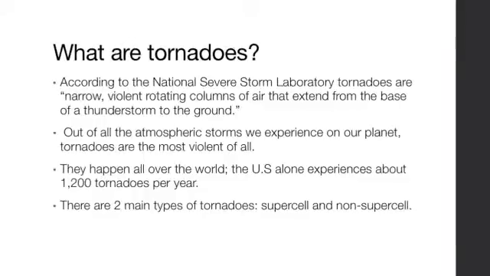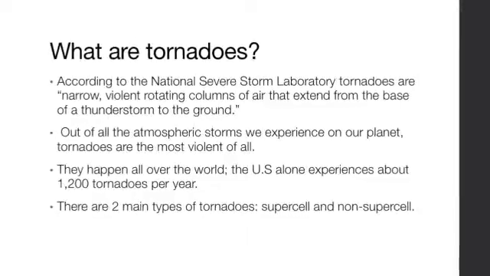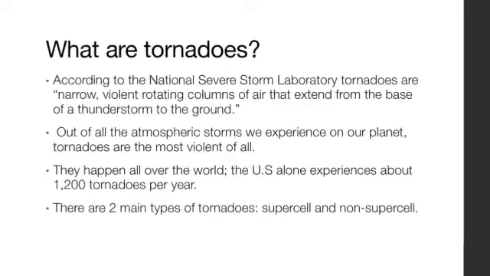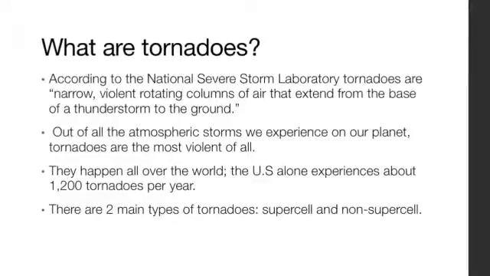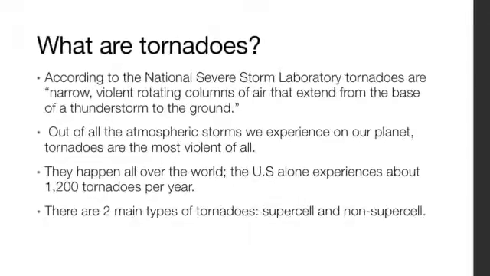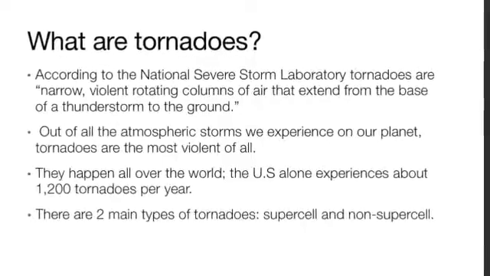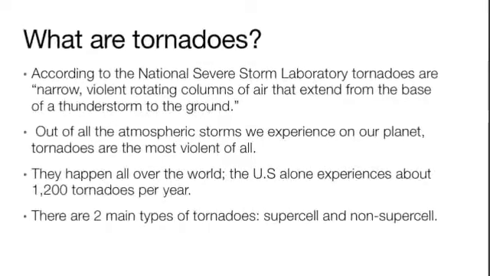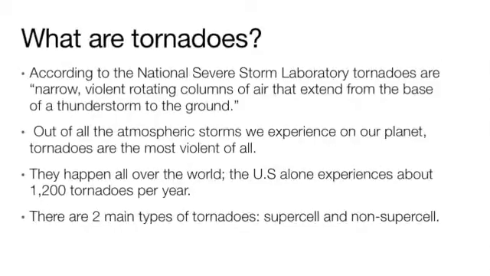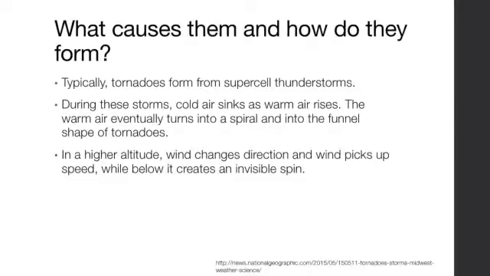According to the NSSL, tornadoes are narrow, violent, rotating columns of air that extend from the base of a thunderstorm to the ground. Out of all atmospheric storms on our planet, tornadoes are the most violent of all. They happen all over the world, but in the US alone, we find 1,000 to 1,200 per year, and there are two main types, supercell and non-supercell. So what causes them and how are they formed?